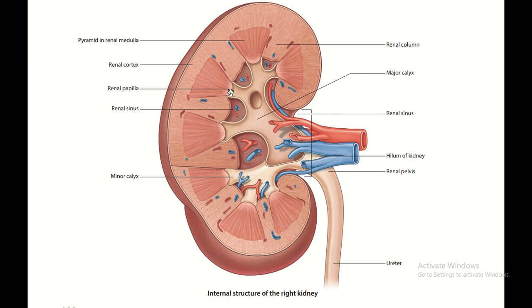minor calyx, right? So you have numerous minor calyx, and these minor calyx will join and form what you call major calyx. There are about 2 or 3 major calyx, and then the major calyx will unite and form the renal pelvis, right? So take note of this.